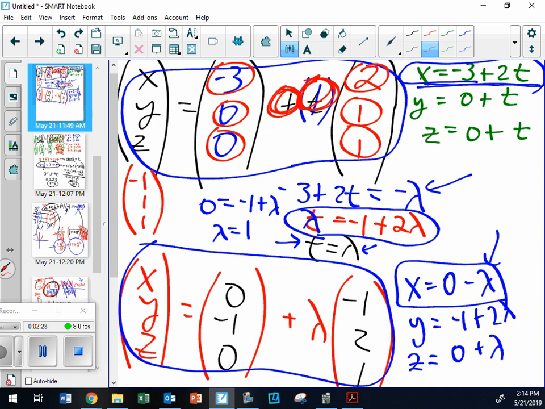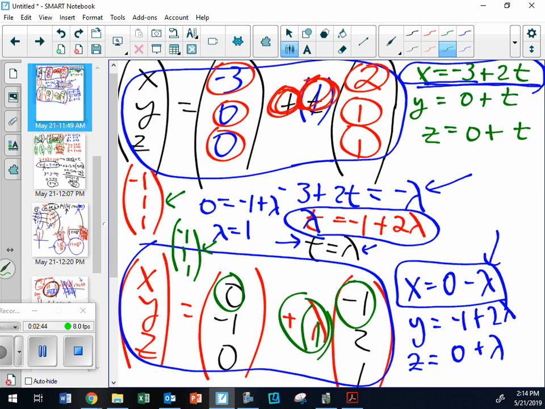Because when I put in a 1 down here, I also got -1 for the first one. 0 plus 1 times -1 makes -1. And the other two are also 1, 1. So this one also goes through -1, 1, 1. And then since they both were at the same spot at the same time, lambda equals 1 and t equaled 1. Same spot, same time, they collided.